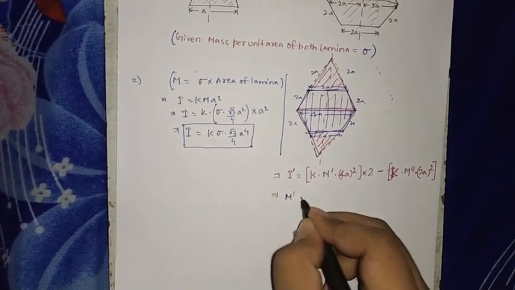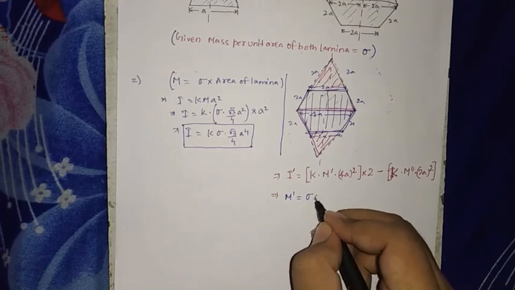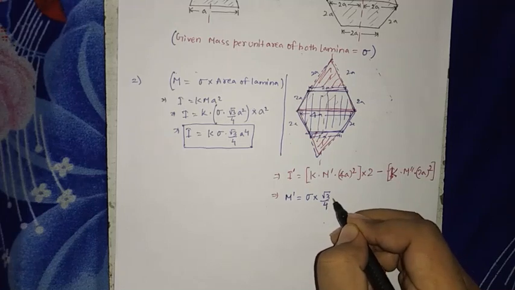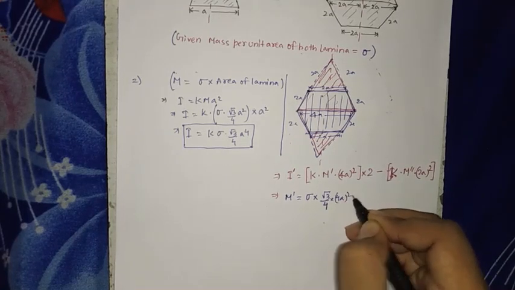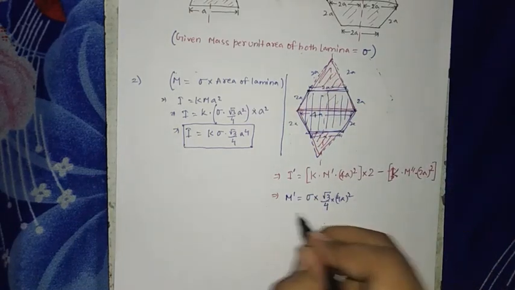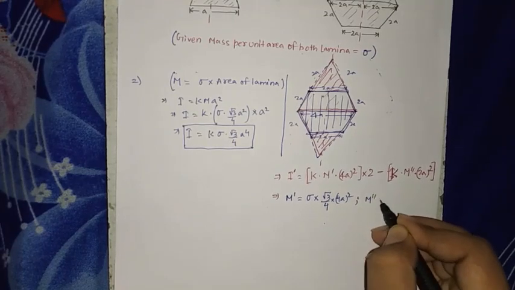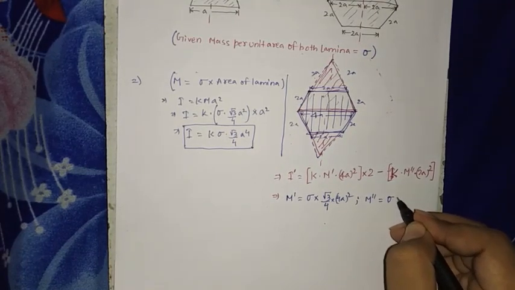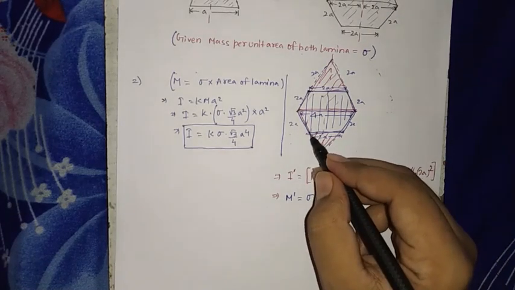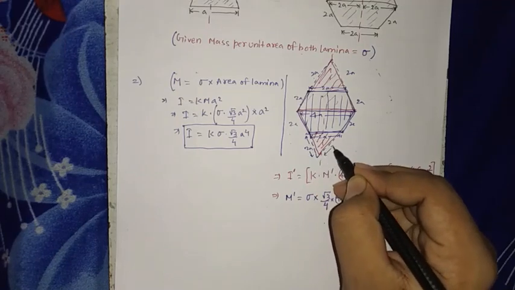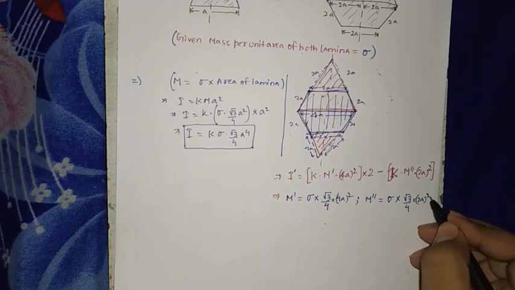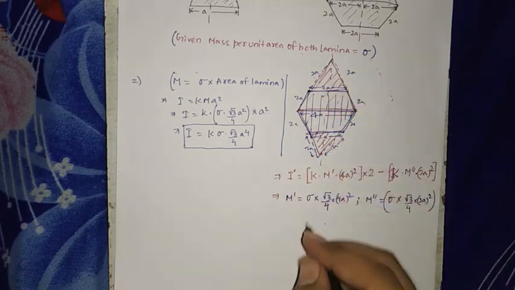So what is m dash? M dash is equal to sigma into area of the given figure, which is root 3 by 4 into side length square, which is 4a, as this big triangle has a side length 2a plus 2a, 4a. So this is m dash, and similarly m double dash will be sigma into root 3 by 4, and this has a side length 2a. This triangle has side length 2a upward and downwards, so side length squared 2a, as all the triangles are equilateral.